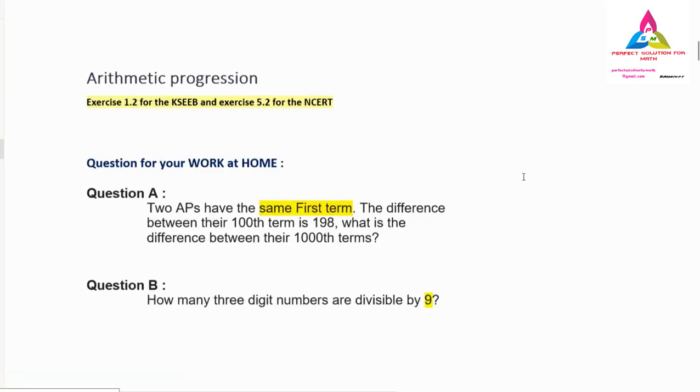That is the question for your work at home. Question A, the first question: two APs have the same first term. The difference between their 100th terms is 198. What is the difference between their 1000th terms? Remember, I have changed only one thing in this. And next, question B: how many 3-digit numbers are divisible by 9? These two are the work at home for you. Try both of them, and both are very easy if you understood today's video.